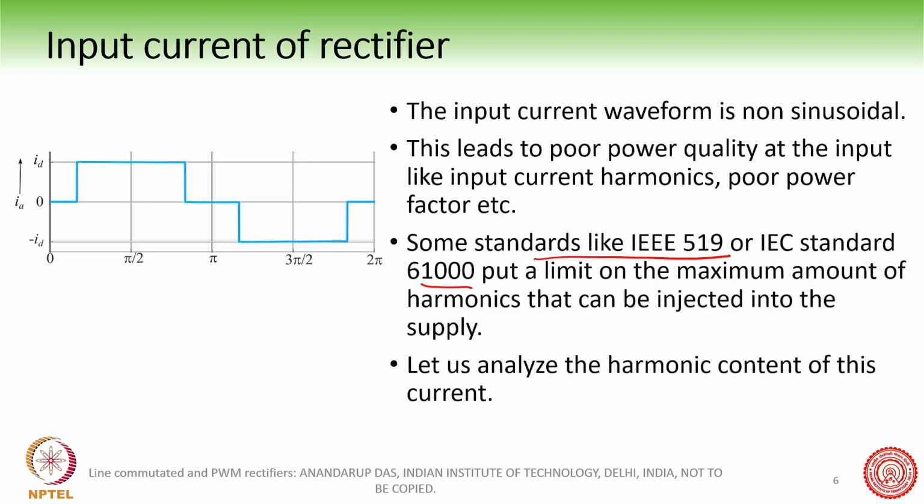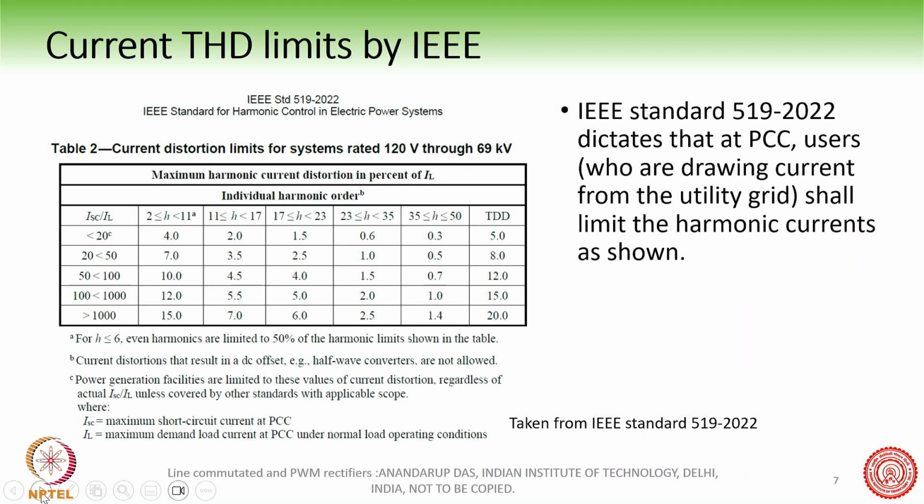So it is important that we understand the importance of power quality, or the importance of good input current being drawn from the supply. If we look into this IEEE 519 standard, which I have copied from the standard document, you can see here the different harmonics and their percentages in the total current.